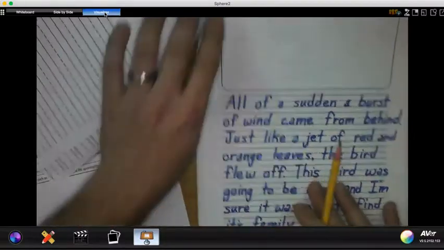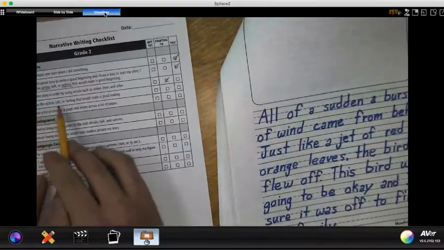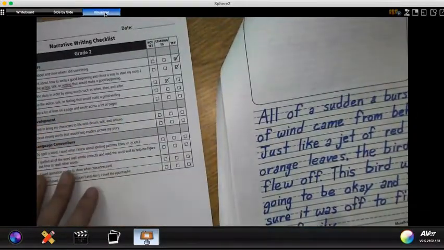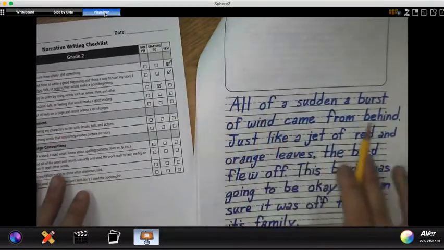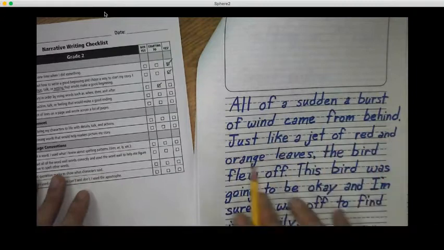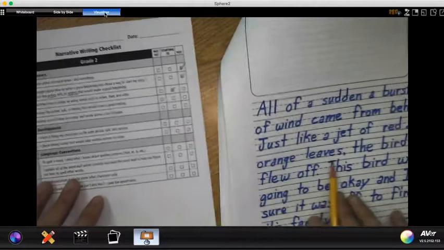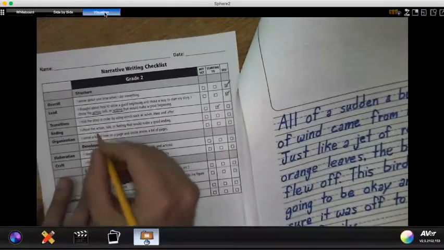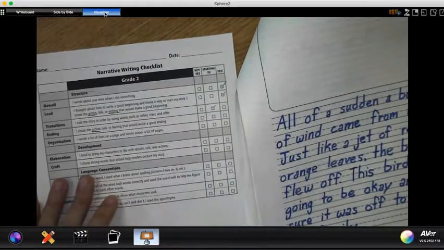So let's go back to that checklist and make sure I did what I needed. All right, let's see it. I chose the action, talk, or feeling that would make a good ending. Let's see. Definitely a lot of action that happened. "All of a sudden, a burst of wind came from behind. Just like a jet of red and orange leaves, the bird flew off." That is a really good action, and I'm going to underline that just so that I remember that I used action on my last page.